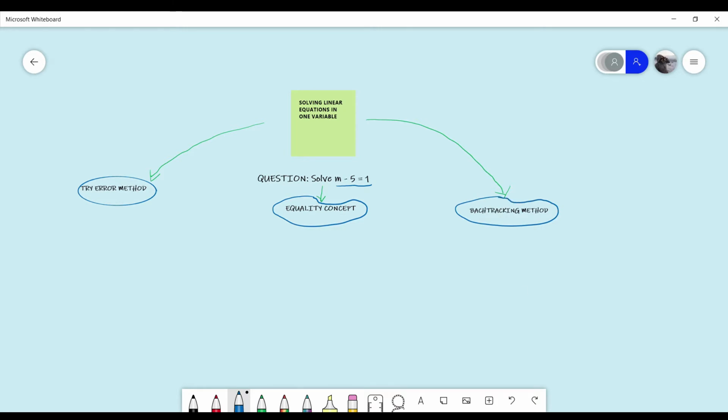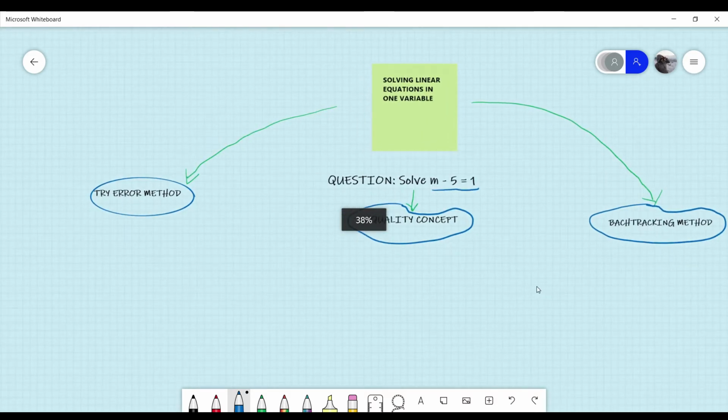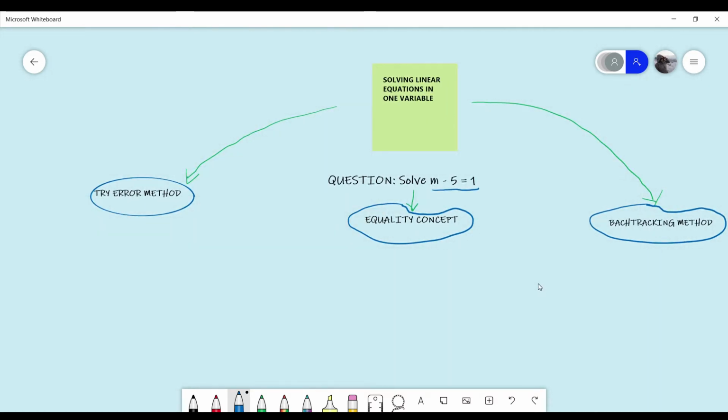Okay, so let's see the first one, trial and error method. Trial and error method means kita cuba sehingga kita berjaya. Try, find the value of m until we get the right answer. Okay, so when the question asks you to solve m minus 5 is equal to 1, that means you have to find the value of m that satisfies the equation. So apa nilai m yang sepatutnya sesuai kat sini?